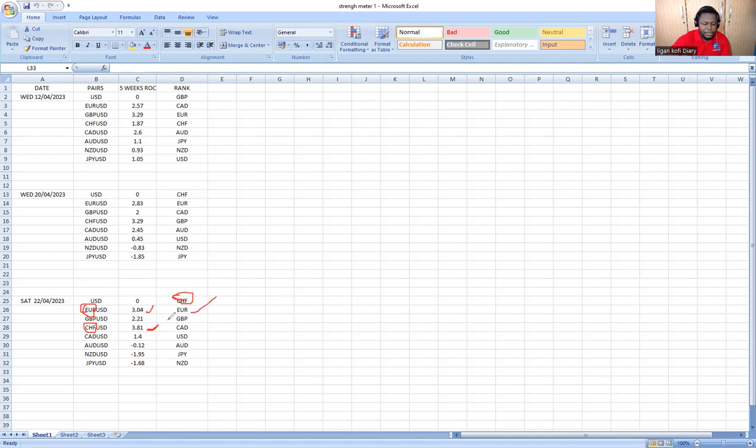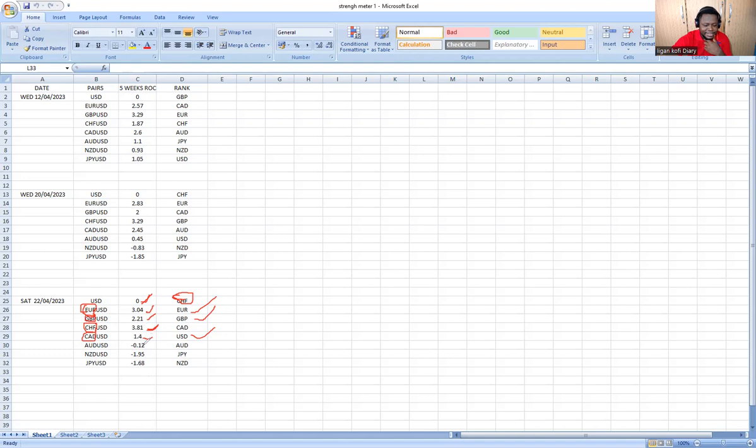Euro is here. The next one is 2.21. So 2.21 is on what? GBP. So GBP becomes the next strongest currency. Followed by which one? CAD, 1.4. CAD USD, 1.4. And then followed by 0. 0 is greater than negatives. I hope you know that. So USD follows. 0 is greater than negative numbers. So USD is the next greatest number.